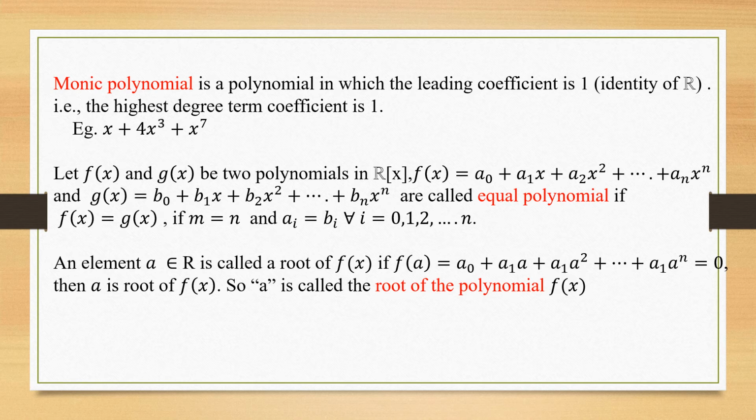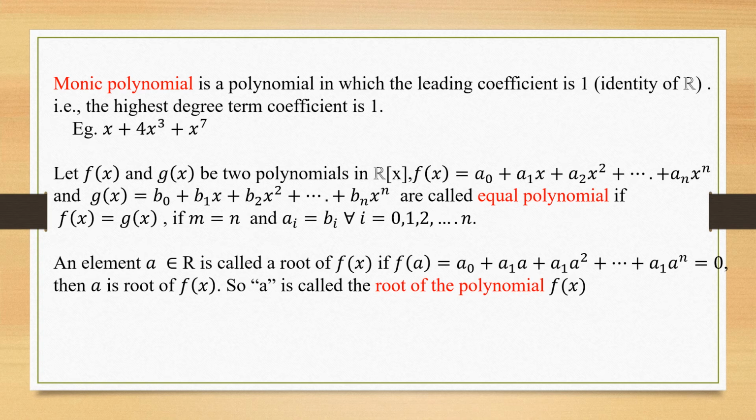So just look at the example given here. x raised to the power 7 plus 4x cube plus x is there, right? Which is the highest degree term? x raised to the power 7 is the highest degree term, right? So the degree of the polynomial is 7. Now, I'm observing that the coefficient of the highest degree term is 1 here. So automatically the leading coefficient is 1. Therefore, this polynomial will be named a monic polynomial.